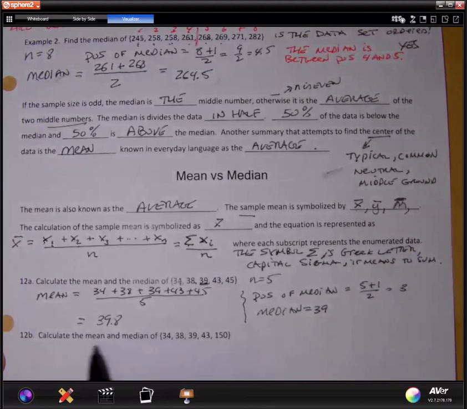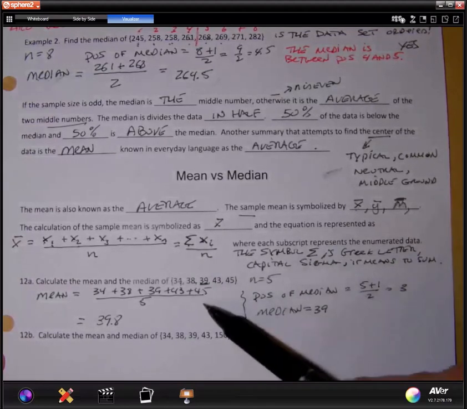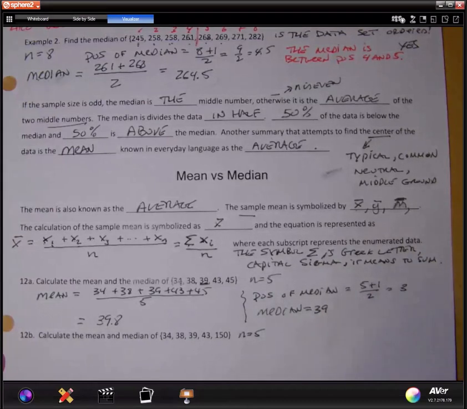Let's do this again, but now I'm going to calculate the mean and median of this data set. So again, notice it is again 5. We're really comparing and contrasting situations. That's how you can start making sense of the different formulas, how they work. Notice what we've done is the same data set, except I have replaced the 145 with 150.